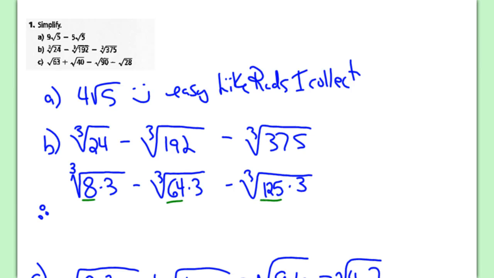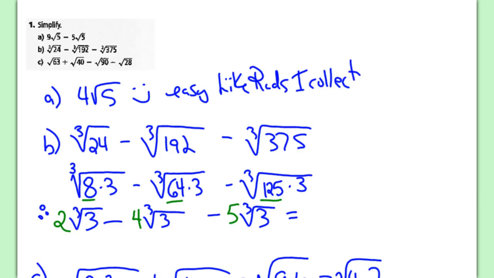So I'm going to rewrite that as 2 cube root 3 minus, perfect cube was 4 cube root 3, minus 5 cube root of 3. Oh, I have the same radicand and index number. Therefore, I can collect those together, and I get a grand total of minus 7 cube root of 3. Okay, so simplifying radicals and then collecting the like terms.